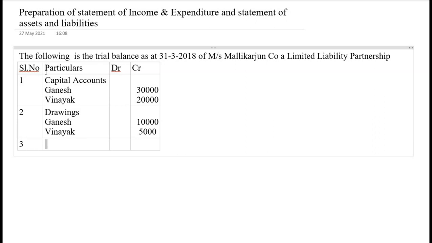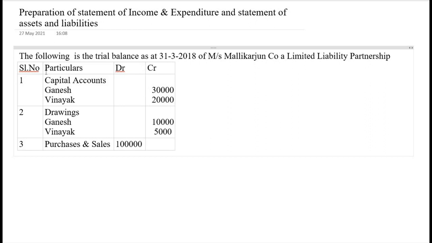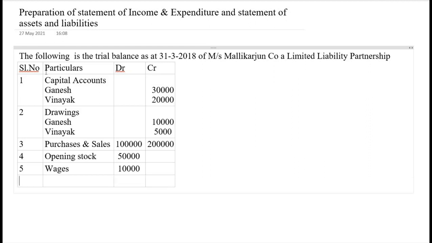Then purchases and sales, which are given in the problem as rupees 1 lakh, then 2 lakhs. Then next we have got opening stock, which is given as rupees 50,000. Then next, wages, rupees 10,000. Salaries, rupees 10,000.